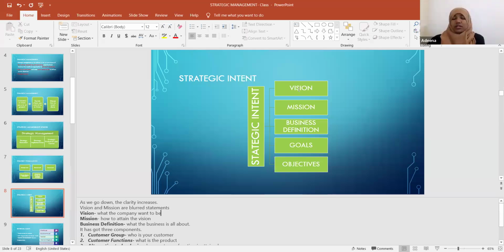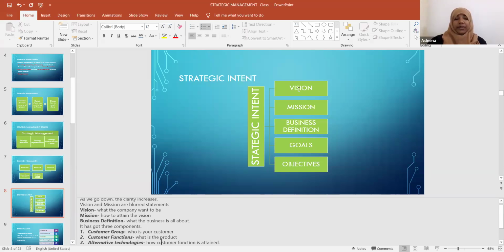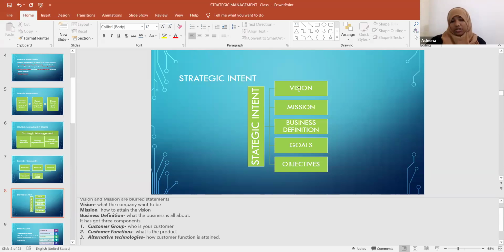That is mission. So the next thing the company has to develop is the business definition. Business definition is nothing other than an understanding about the business itself. All about the business comes under business definition. Business definition is defined with three components: identifying your customer group, customer function, and the alternative technologies.